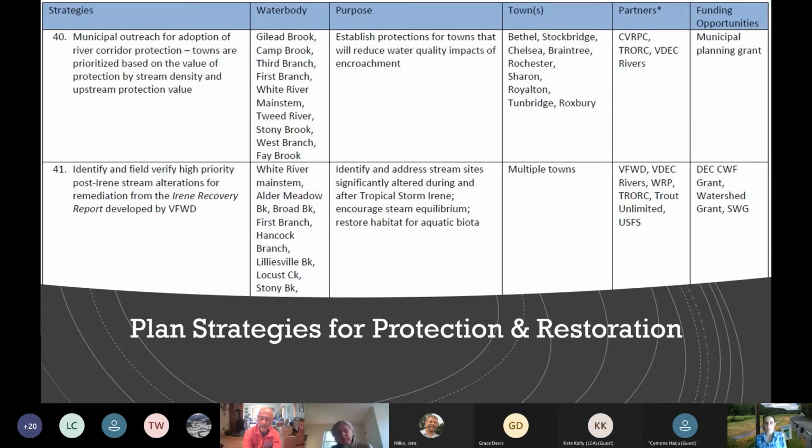So for example, here are a couple of strategies from the 2018 White River Tactical Basin Plan. Strategy number 40 in the upper left-hand corner is municipal outreach for adoption of river corridor protection identified for 9 towns. So we have the water bodies where this is a focus, what the purpose of this action is, and that's to establish protections that will reduce water quality impacts from encroachment. So that's building really close to the river and the impacts those may have.